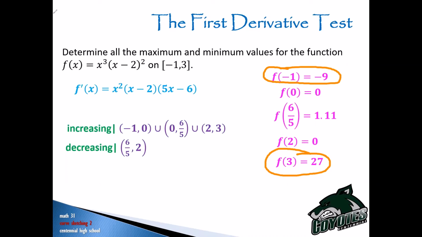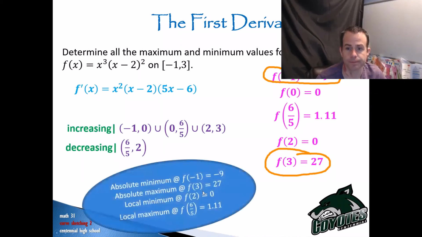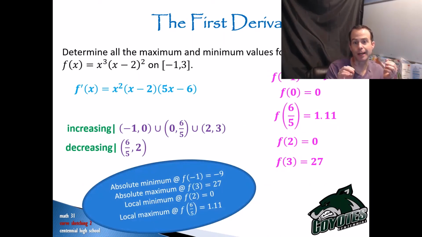So I've got an absolute max, I've got an absolute min, I have 1 local max, and I have 1 local min. So I put all that together in my conclusion. So I have an absolute minimum at f of -1 equals -9. Sorry, I said maximum there. I should listen to myself more often. I have an absolute maximum at f of 3 equals 27. And then from that number line where the derivative switched signs, I realized I had a local minimum at f of 2 equals 0, and a local maximum at f of 6 over 5 equals 1.11.